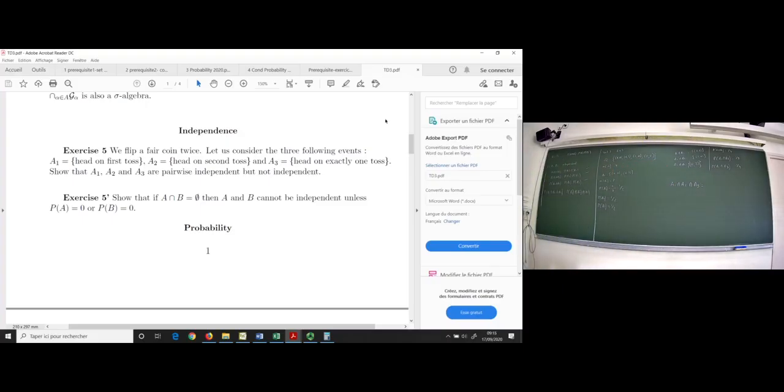And what is this set? Empty. Is it clear for everybody that it is the empty set? Well, A1 is head on the first, A2 is head on the second, and A3 is head on exactly 1. It's not possible to have head on the first and on the second and head on exactly 1. So it is the empty set. So the probability of this set is what?